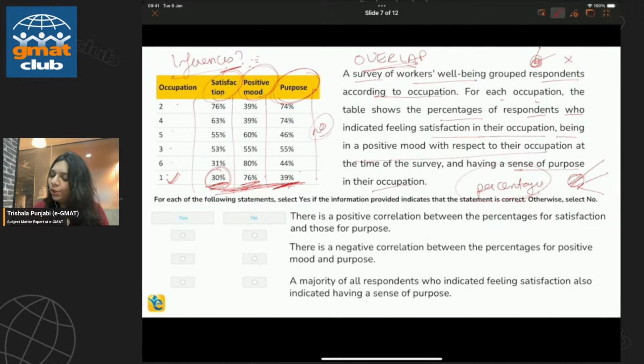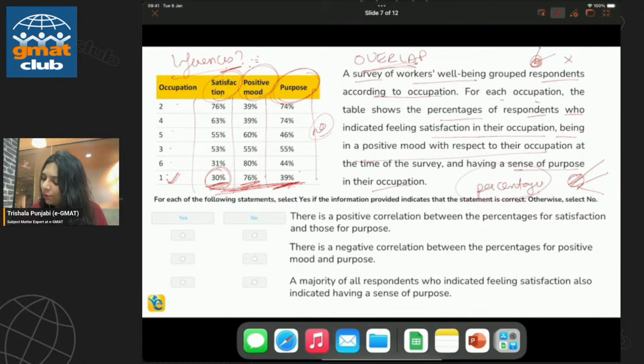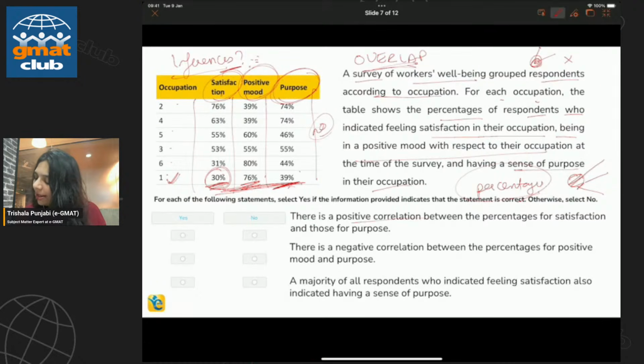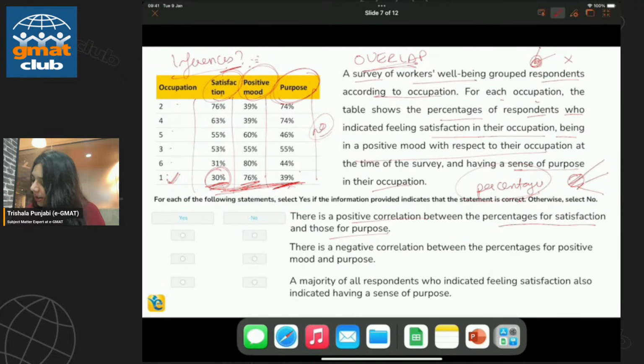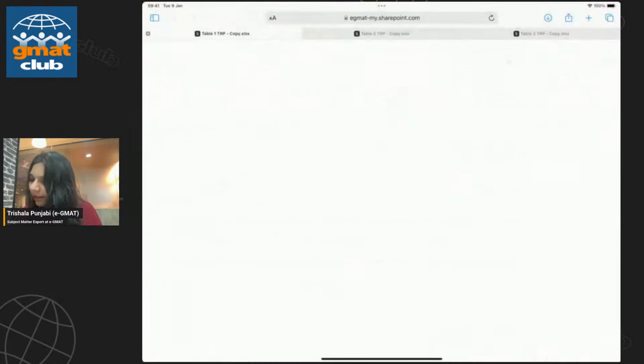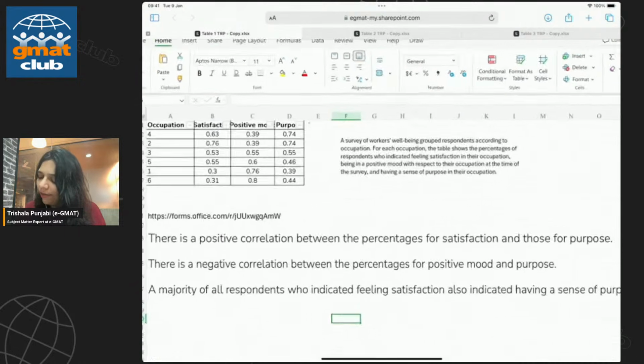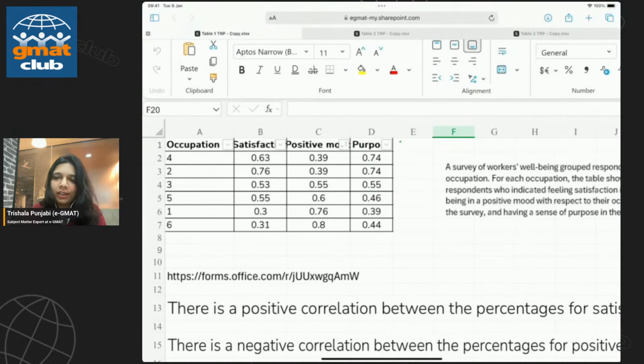Now let us go into the options. So this says yes and no about positive and negative correlation. So let us look here. It says that there's a positive correlation between percentage for satisfaction and purpose. Okay. So now let us look at table one. So when we are supposed to find, yeah, can we make an inference that a user answering yes to one does not necessarily mean yes to another, but it can. Fantastic. This is exactly the kind of thinking you need to have.